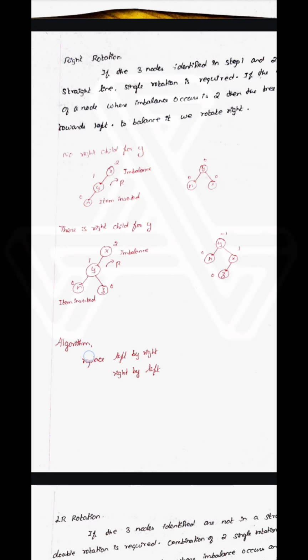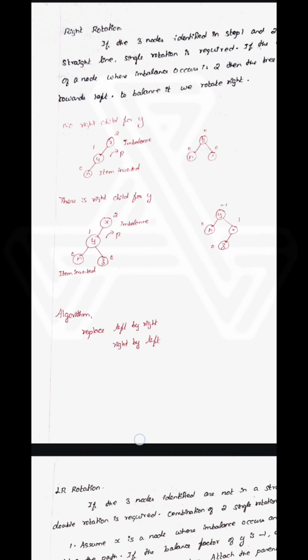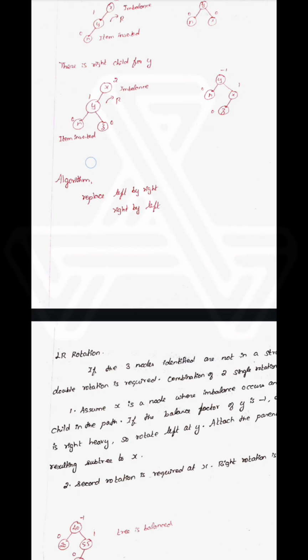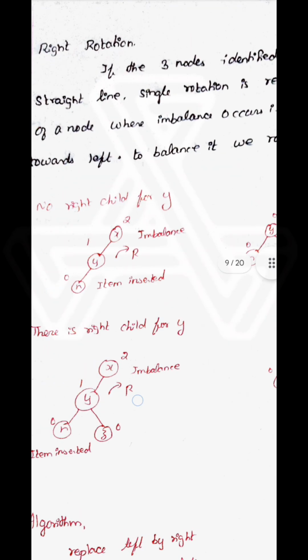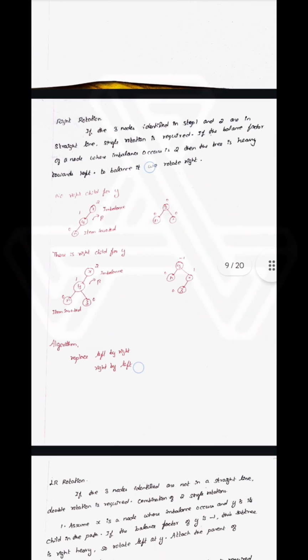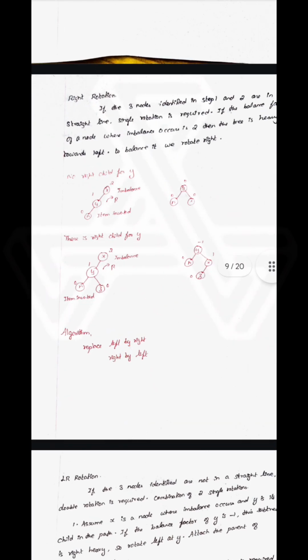Then there is a right child for Y. If there is a right child for Y, then while rotating towards the right, the same thing we have to use. That will replace left by right and right by left. That will be like right of Y equals X and left of X equals Z. That's it.